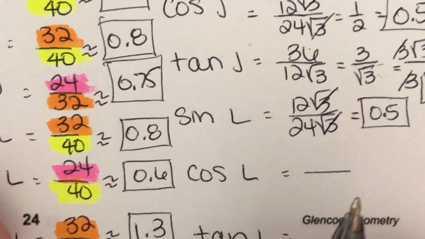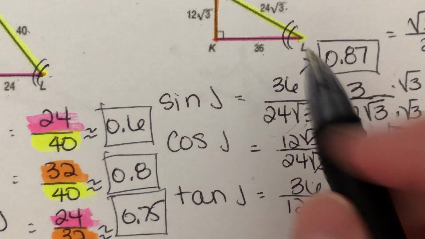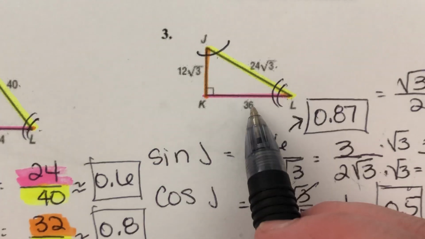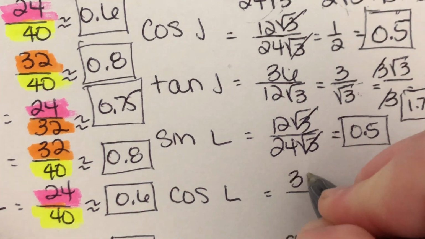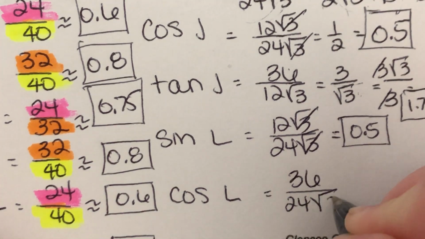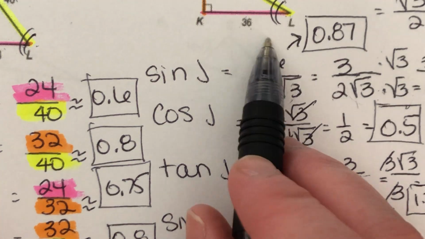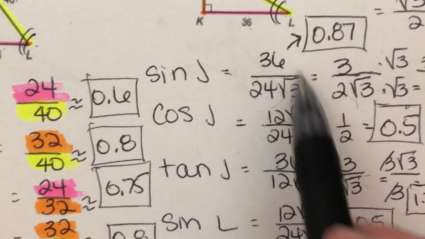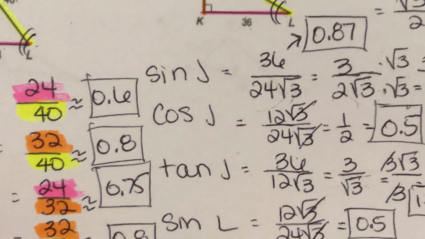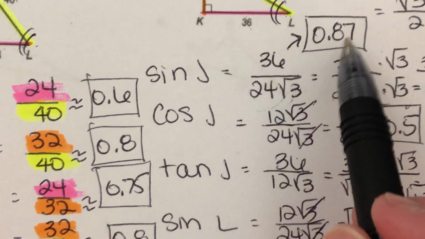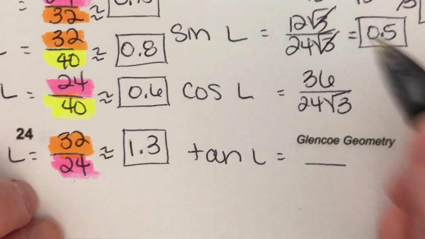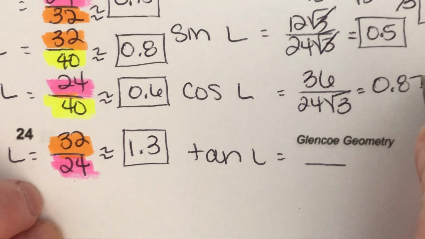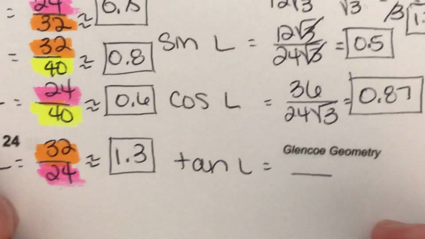Okay, and then cosine of L, that's adjacent over hypotenuse. 36 over 24 square root of 3. Now, I already simplified this ratio up here when I did sine of J. Now I'm doing cosine of L, but I still get the same ratio. So when I simplify it, I'm going to work smarter, not harder. I've already done the work, so I know this is the answer, right? So I'm just going to put 0.87 without having to show all that, because I've already done it.